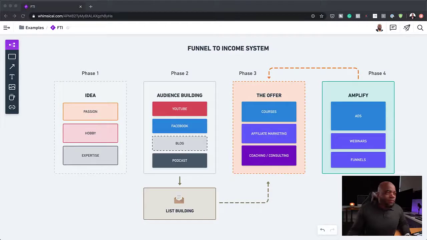To create online courses, there are a few steps that you need to make sure you have in place before you actually launch it. Because if you do it the wrong way, you know what? No one's going to buy your course and it's going to be very, very frustrating. So let's take a look at our funnels to income system. Now, this is the system that I use to run my online business, and everything that I'm going to talk about here is in this actual system.